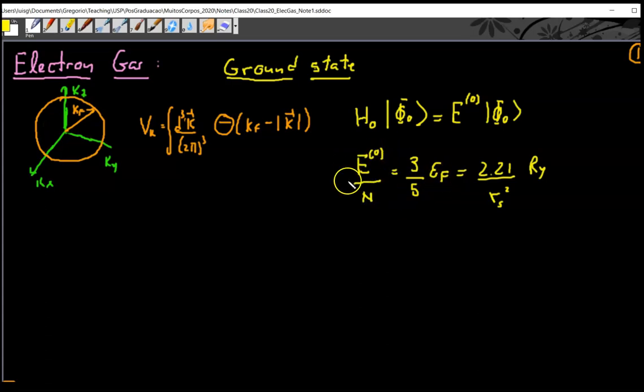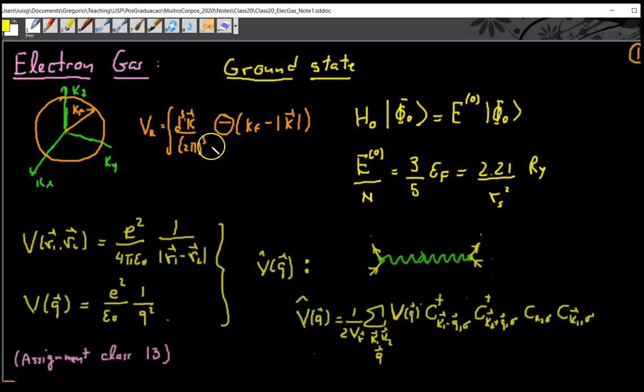noticed that it is proportional to 1 over Rs squared: the energy per particle in the non-interacting electron gas, 2.21 over Rs squared in Rydbergs. And now we're ready to try to calculate the corrections due to interactions to this value.